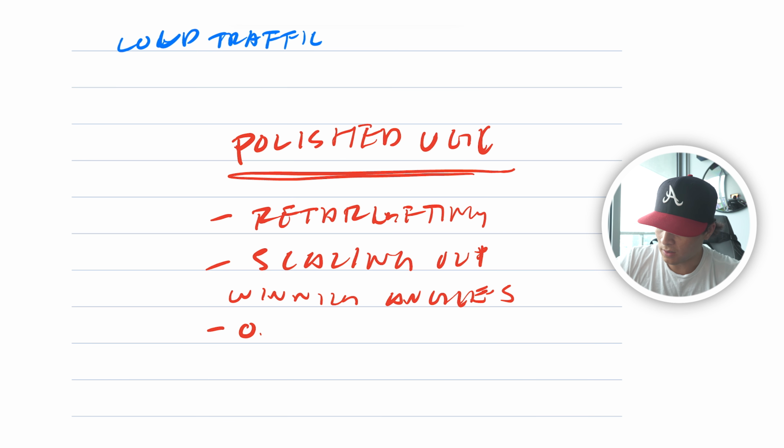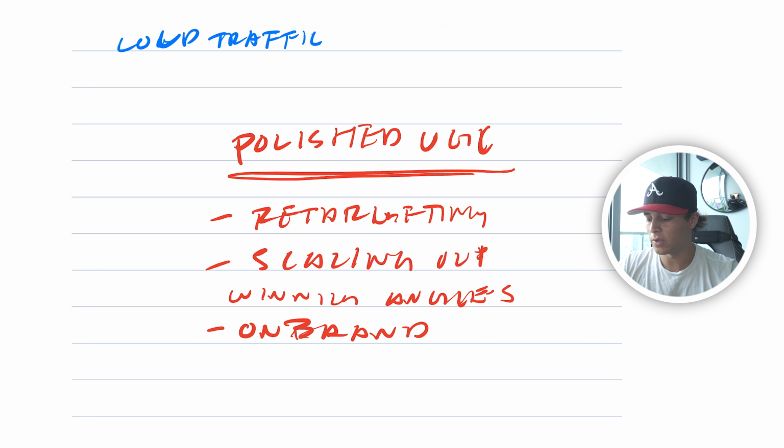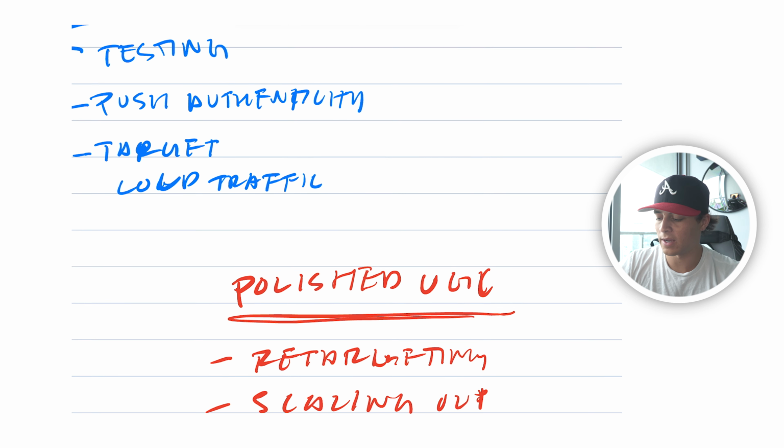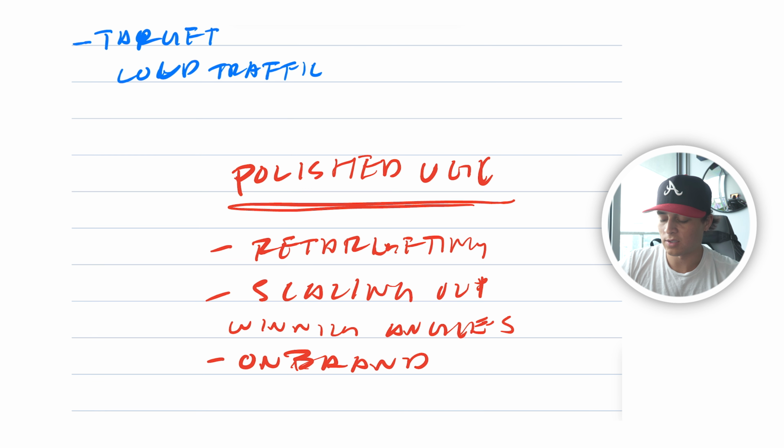So just helping you stay a lot more on brand. And that's when I would use it too. So raw UGC when I'm looking to test and push out authenticity to cold traffic, and then polished UGC when I find the winning angles from raw is when I'd start to implement polished and start to edit and film professionally and retarget and scale out those winning angles just to maintain everything on brand.